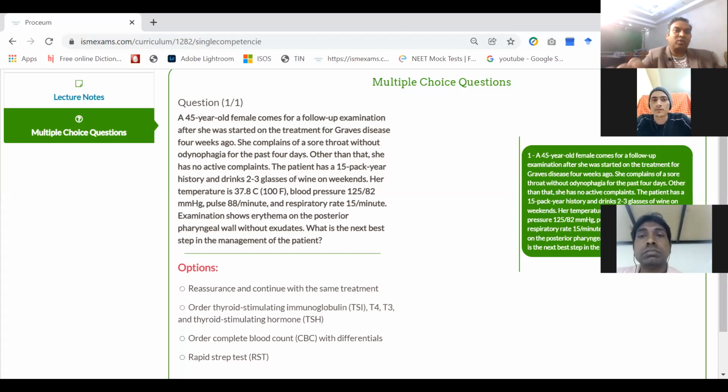Then the patient complains of sore throat. Sore throat means गले में खराश आना, खांसी होनी थोड़ी थोड़ी. That is the meaning of sore throat. Without odynophagia. Odynophagia means pain during deglutition. Phagia means deglutition, so odynophagia means pain while swallowing. So there is no pain while swallowing, no problem with deglutition. Then it says no active complaint. The patient has a 15 pack-year history, and 2 to 3 glasses of wine.